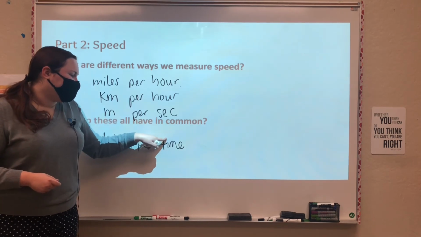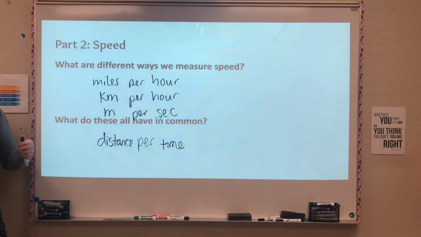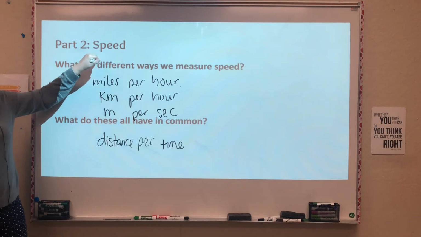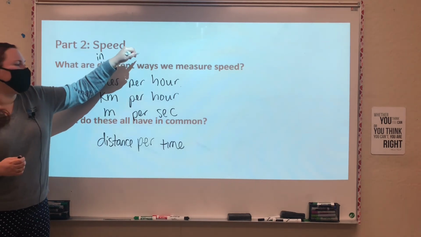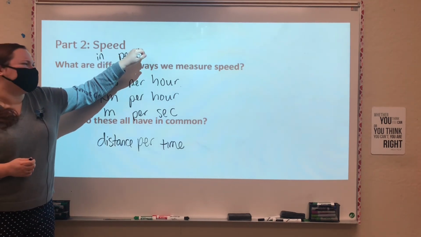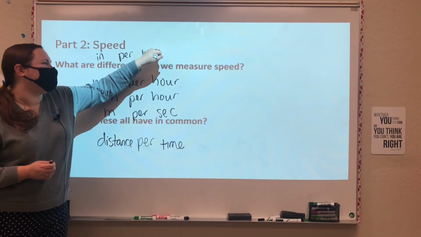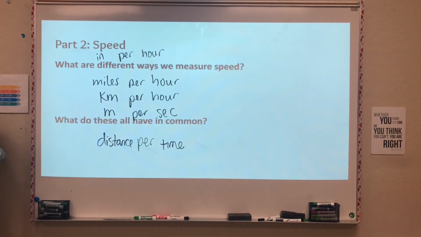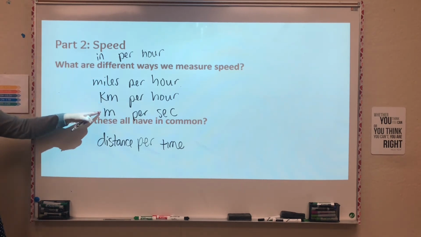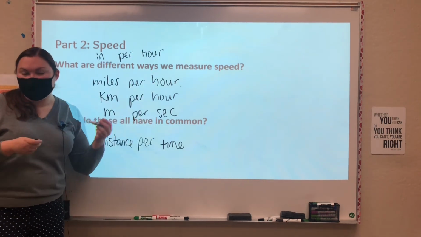Those other examples I got when I was pretending I'm measuring the speed of a snail, I think I said inches per, what did I say? Maybe inches per hour. I feel like if you're measuring a snail, it's probably gone like 2 inches in an hour. But that's another example, right? A distance and a time.